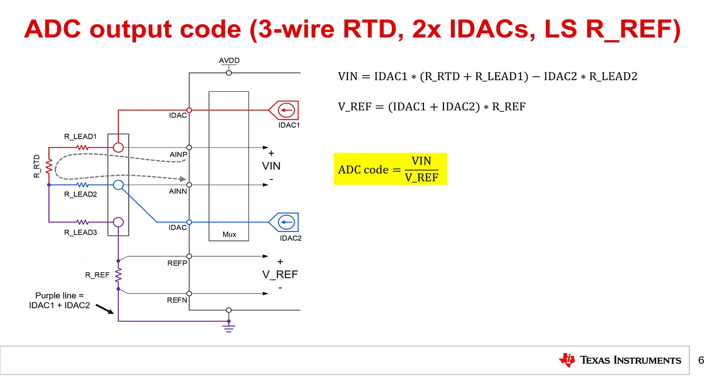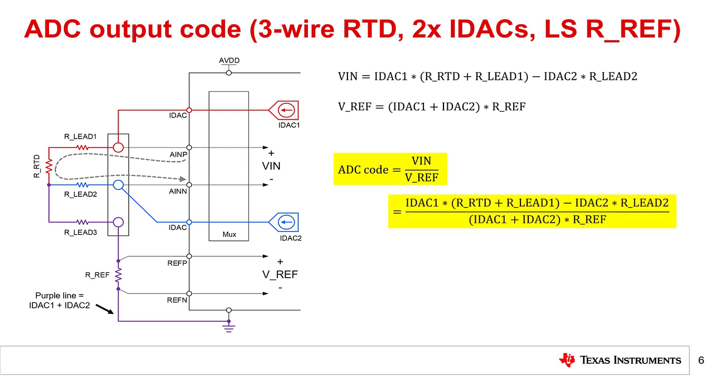A simplified equation is shown here, which is just the input voltage, Vin, divided by Vref. Similar to the case where only one IDAC is used, we can ignore the different constants required to generate the actual ADC code because this just scales the final result. We can then apply the values for Vin and Vref to the ADC code equation as shown.